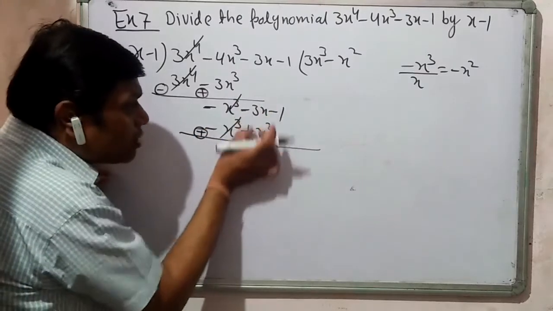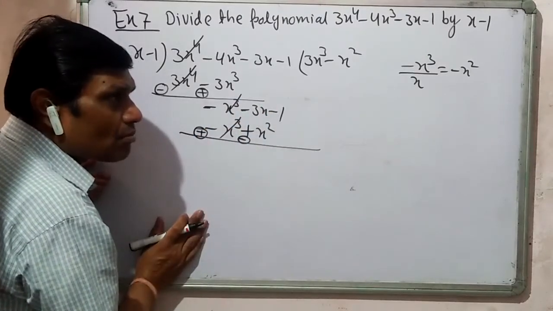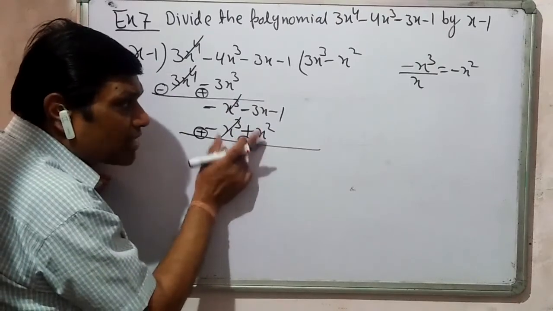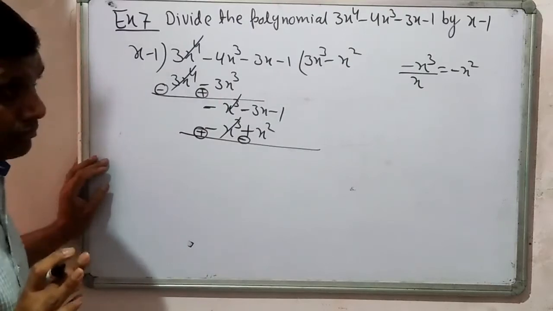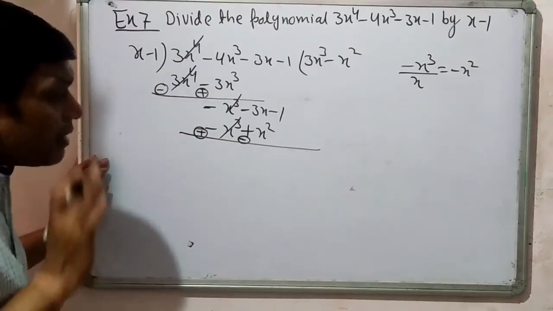Can we solve these two? There is a term having x square, there is a term having x. We can't solve them. So how do we write them on the downside?